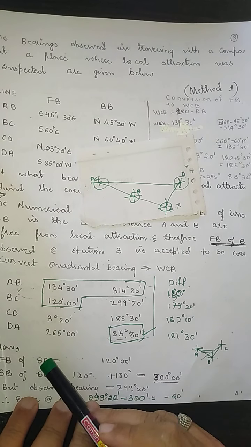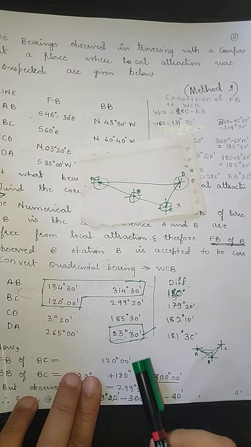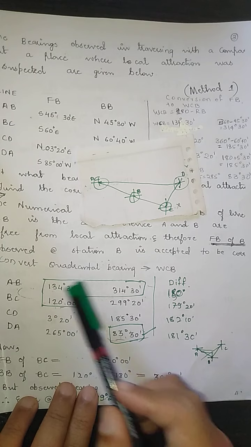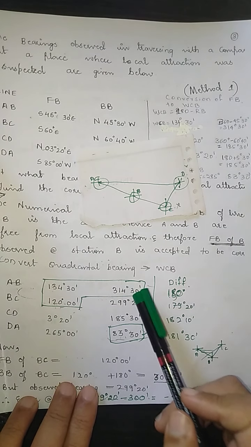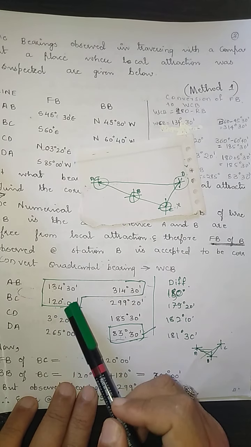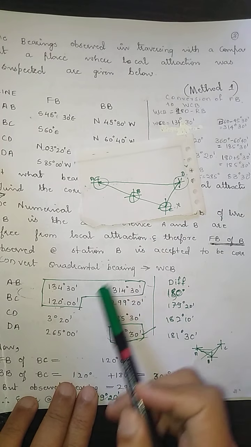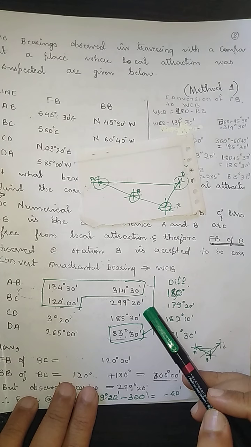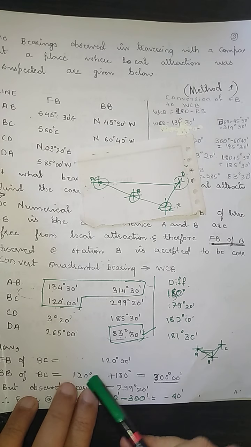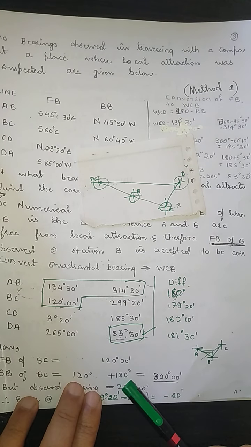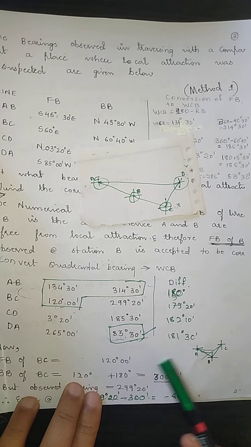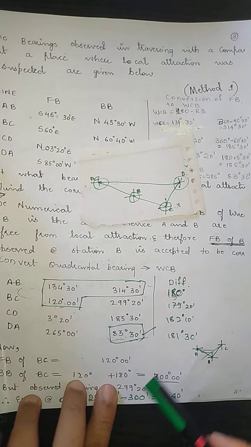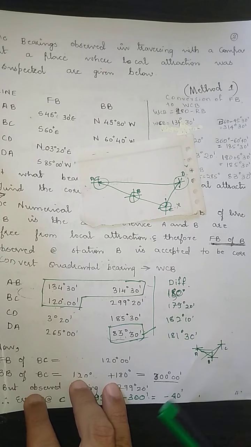As I have told, the fore bearing of the line BC is correct. We should not change it. The back bearing of the line BA and the fore bearing of the line BC we need not change. But the back bearing of the line BC is not correct. It is not 180 degrees, so we need to change it. How can we change it? See, 120 degrees plus 180 degrees, we should get the back bearing as 300, as I have told.